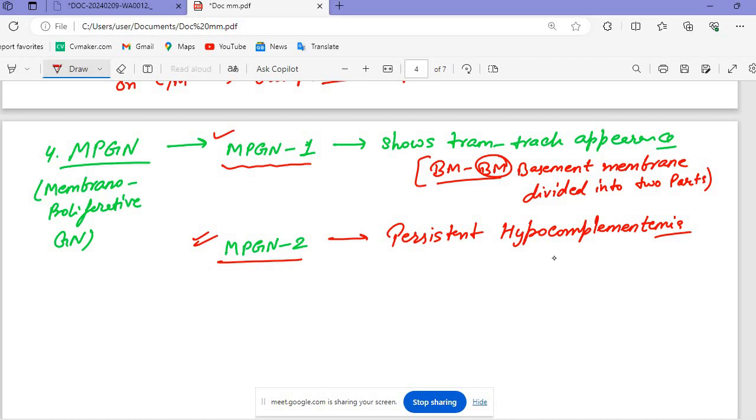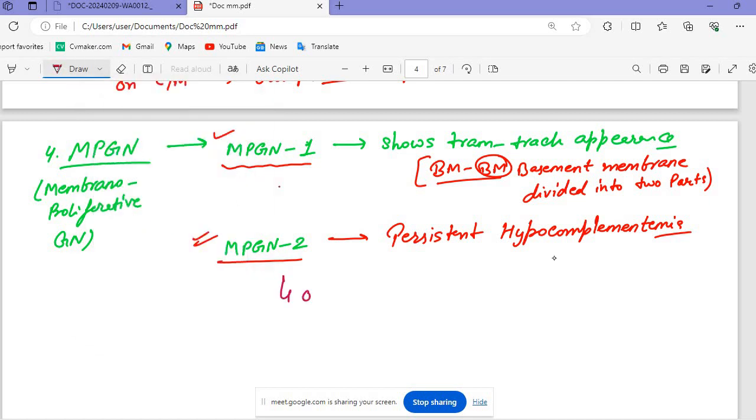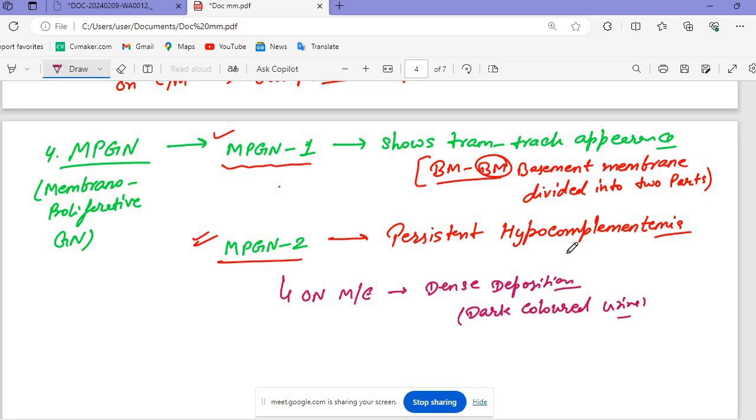Also remember about MPGN2 on microscopy: you will see the dense deposition. And what will we see? We see dark colored urine. I hope you wrote everything.